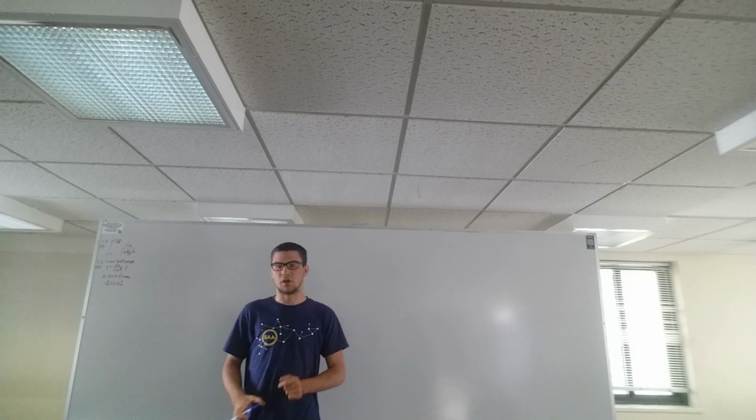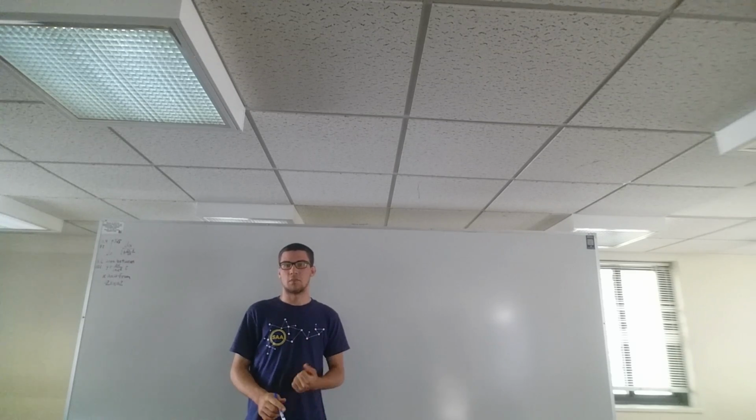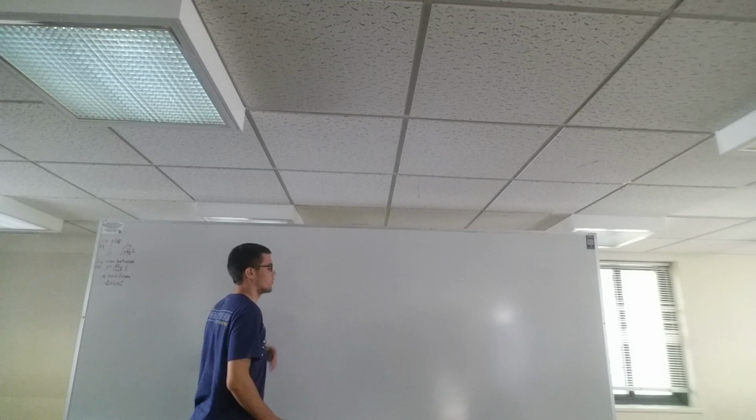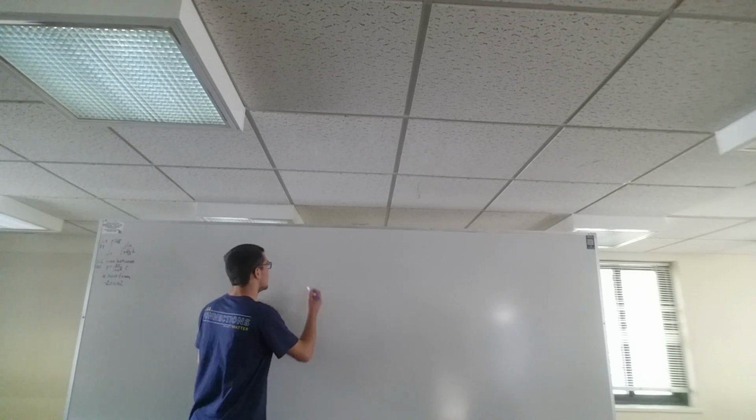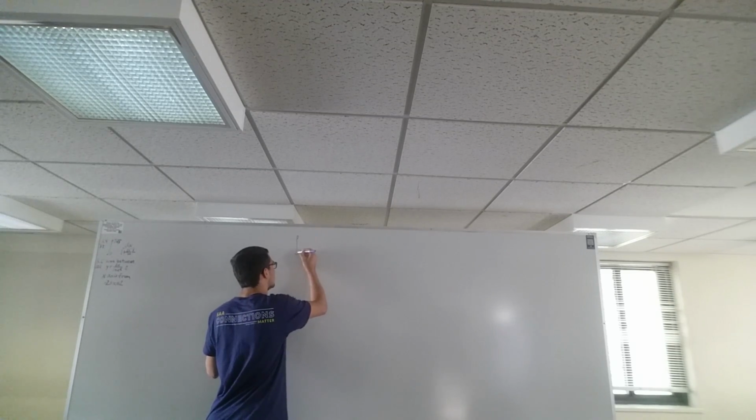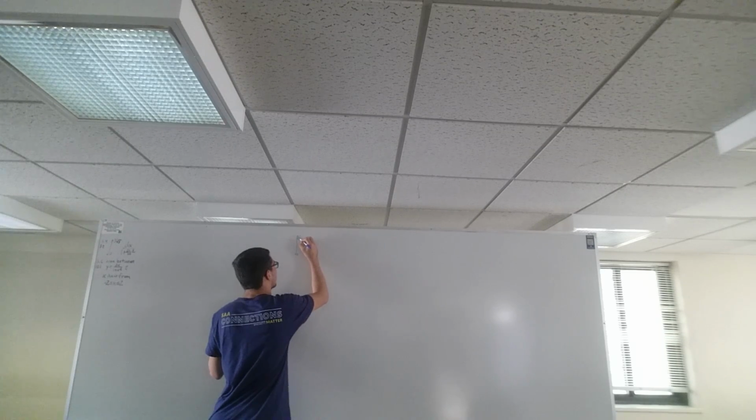Today I'm going to be working two problems from the Thomas Calculus book. The first one is from section 5.4, number 32, and it is to find the integral from 0 to 1 over the square root of 3 of dx over 1 plus 4x squared.